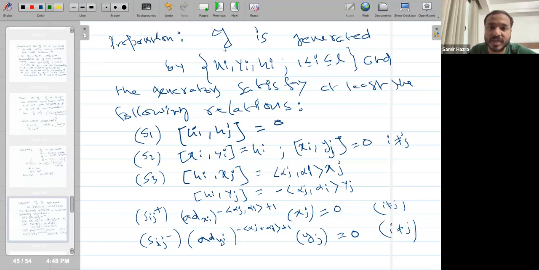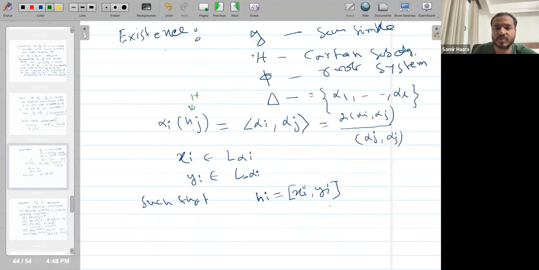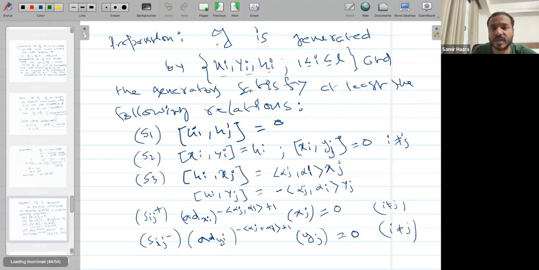So basically, if G is a semi-simple Lie algebra, then G is generated by all these xi, yi, hi which are introduced here. For G semi-simple, we could find xi, yi in L alpha i, L minus alpha i, such that G is generated as a Lie algebra by all these elements, 1 less than or equal to i less than or equal to L. So there are 3L generators, and one can check that they satisfy the properties S1, S2, S3, and Sij plus, Sij minus.